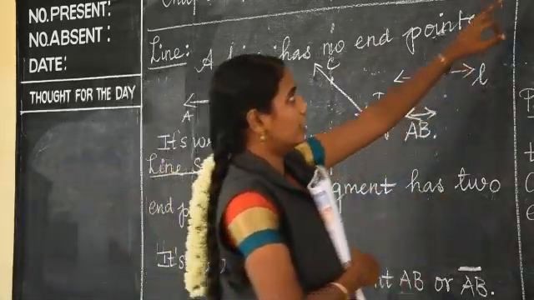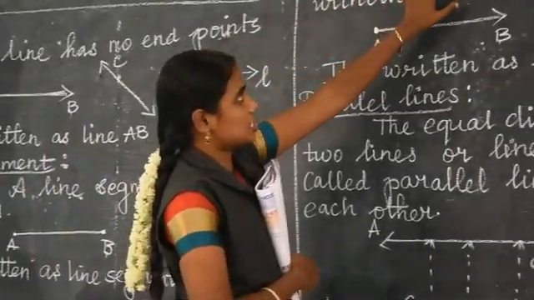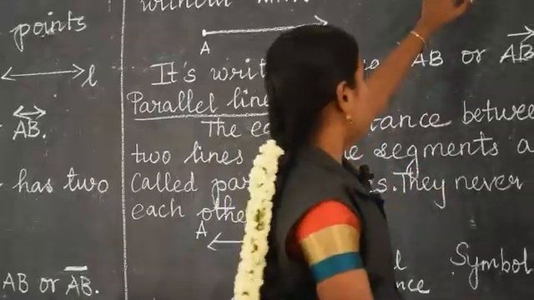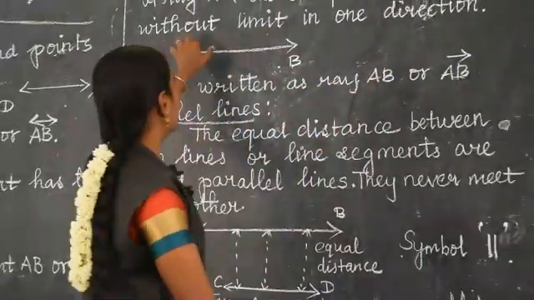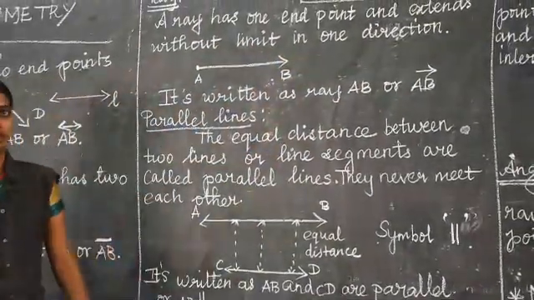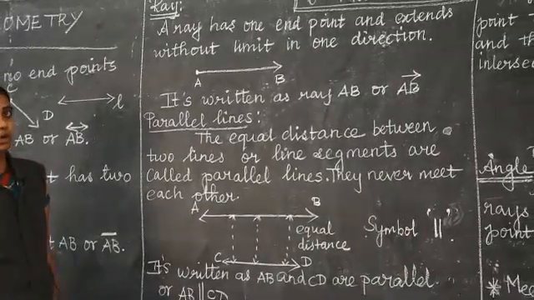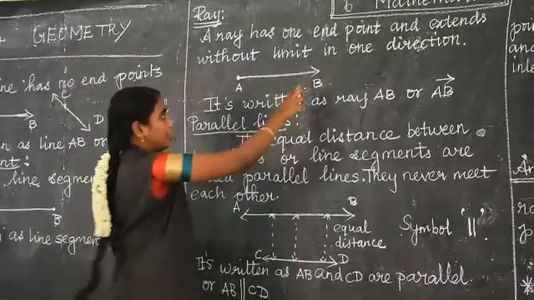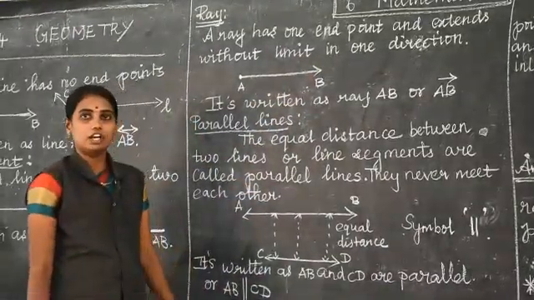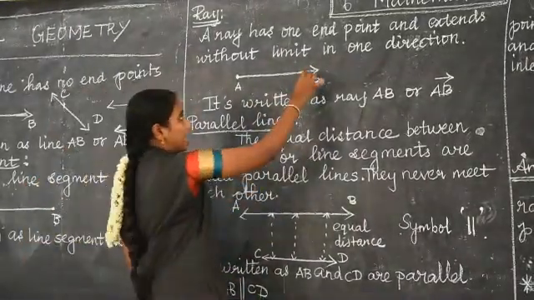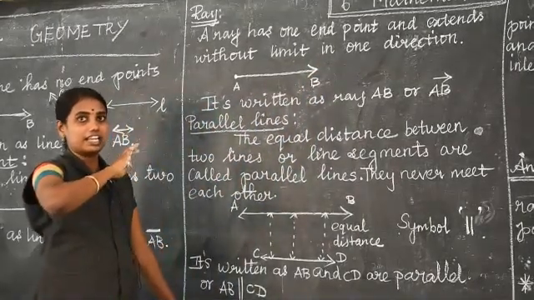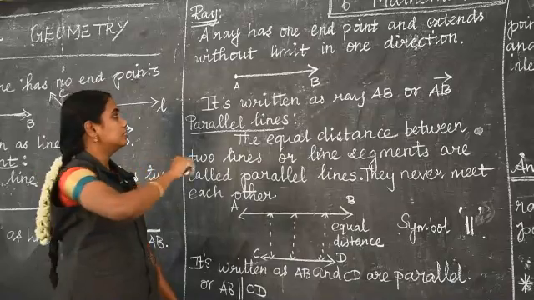Next, we are going for the ray. A ray has 1 endpoint. Ray has how many endpoints? 1 endpoint, and it extends without limit in 1 direction. For example, here it has a starting point, no end point. That's why 1 arrow mark. The arrow mark represents no ending point, infinite length.